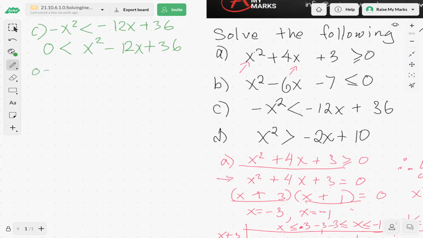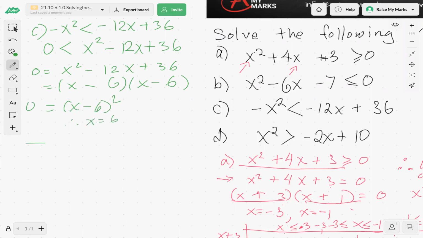So again, what do we do? We start with considering the equality and factoring. So this is a perfect square, and it factors as x minus 6 all squared. So therefore, x equals 6. So let's consider our number line. And 6 is our cutoff, or our point that divides our number line up. So we have x greater than 6 and x less than 6.